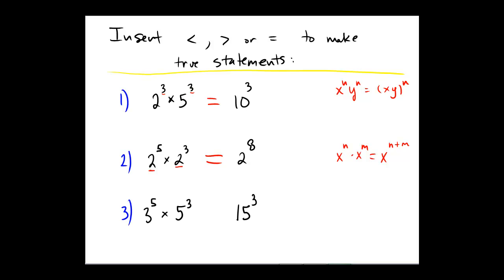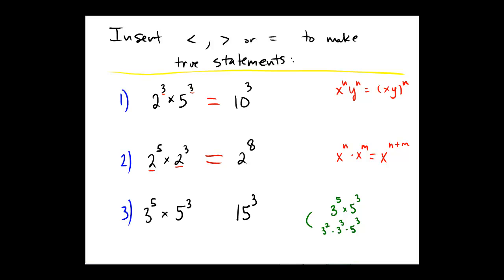Okay, the last one, I'm going to show a little bit of a technique in here. Since the bases are different and the exponents are different, we can't straight up use one of the rules, but I'm going to use a sneaky simplification here that actually uses both of the top rules. I'm going to use the fact that 3 to the 5th times 5 cubed is the same as 3 squared times 3 cubed times 5 cubed.